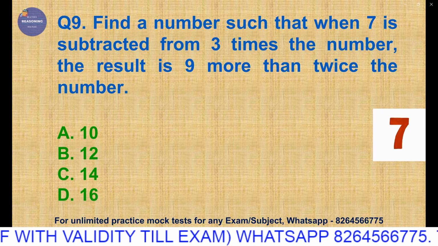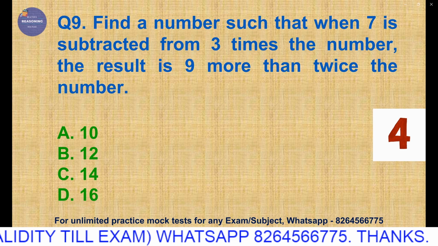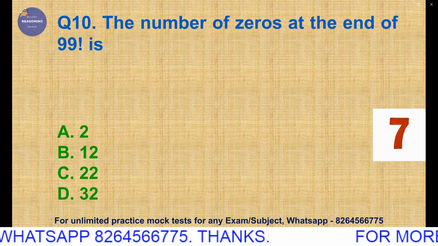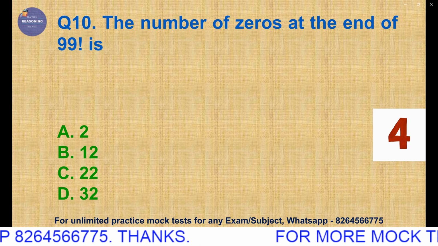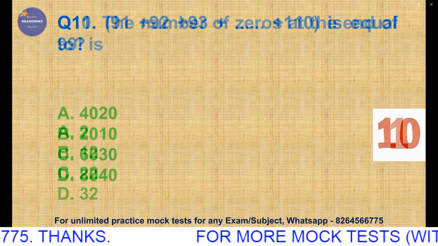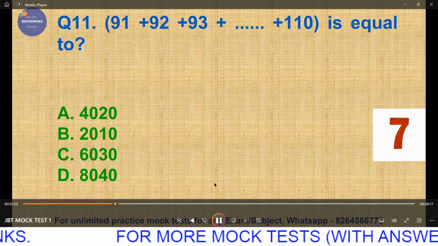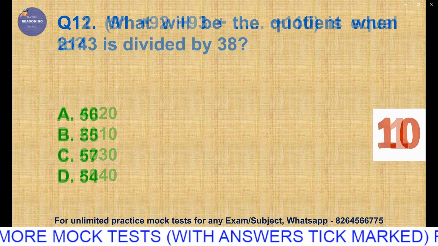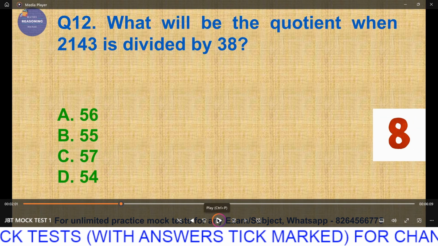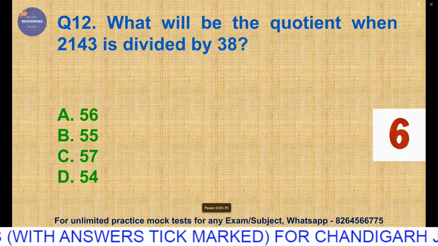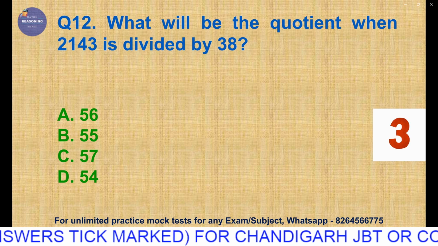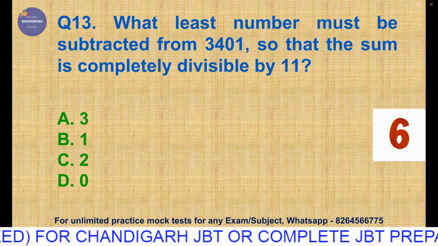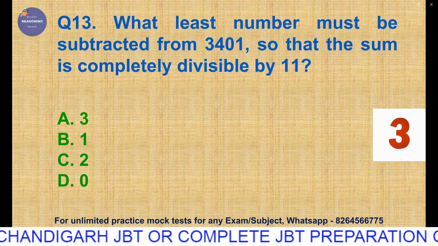Find a number such that when 7 is subtracted from 3 times the number, the result is 9 more than twice of the number. The number of zeros at the end of 99! is. 91 plus 92 plus 93 and so on up to 110 is equal to. What will be the quotient when 2143 is divided by 38? What least number must be subtracted from 3401 so that the result is completely divisible by 11?